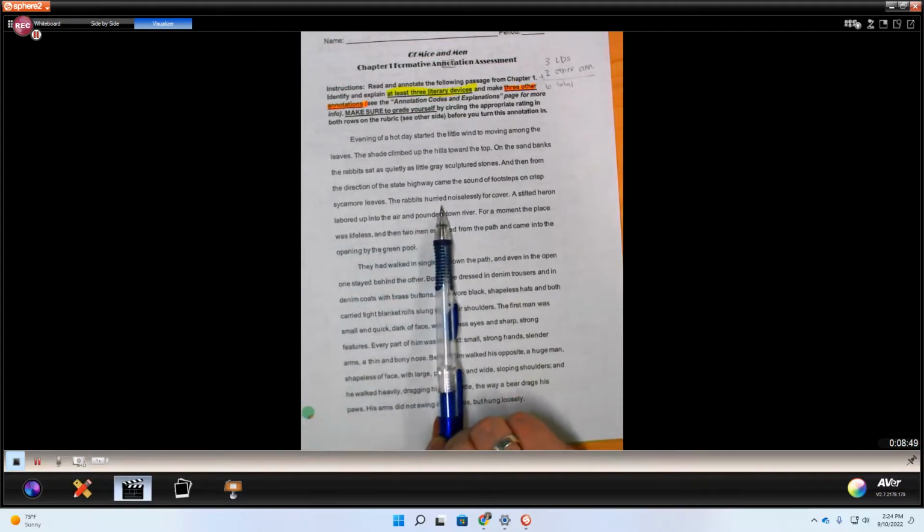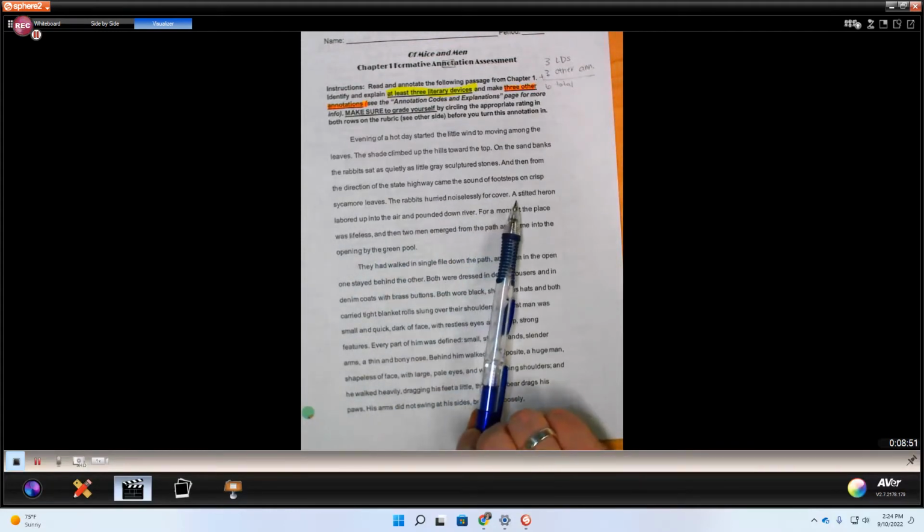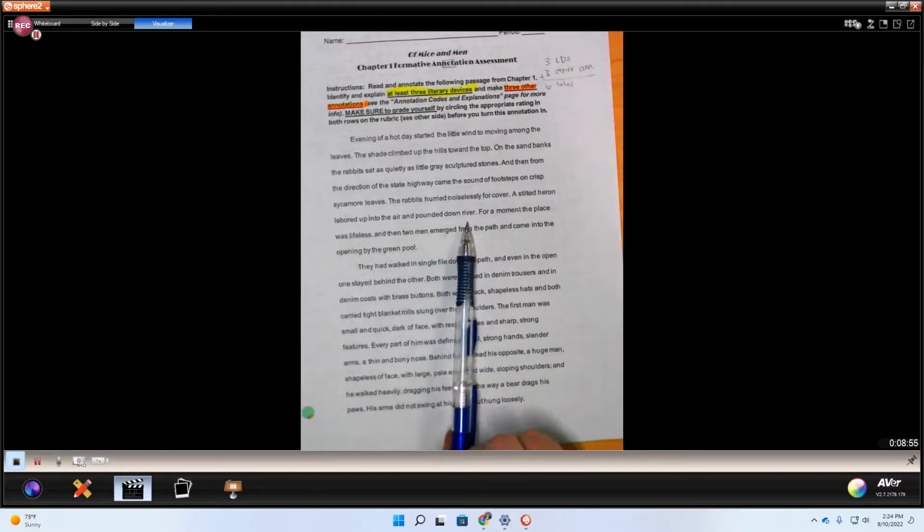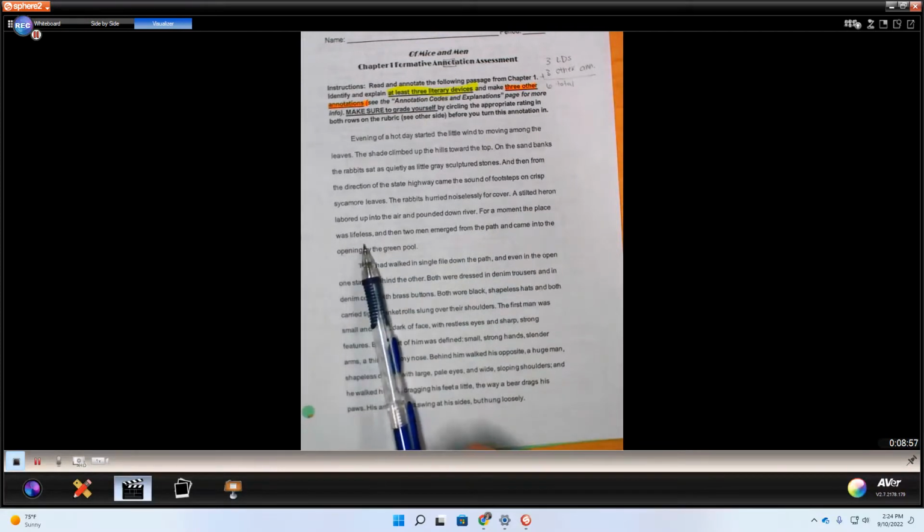The rabbits hurried noiselessly for cover. A stilted heron labored up into the air and pounded downriver. For a moment, the place was lifeless, and then 2 men emerged from the path and came into the opening by the green pool.